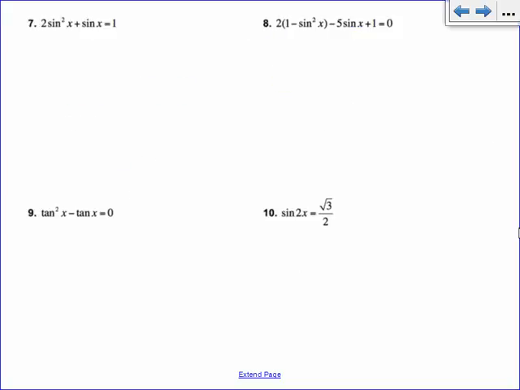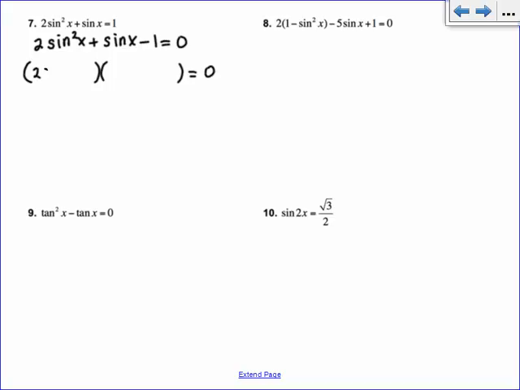All right, this one I have a sine squared and a sine. I can't just pull out a sine now, though, because I have that 1 over there. It's not going to be set equal to 0, right? So I have to get everything on one side. So I'm going to have 2 sine squared x plus sine of x minus 1 equals 0. And I factor using 2 sets of parentheses.